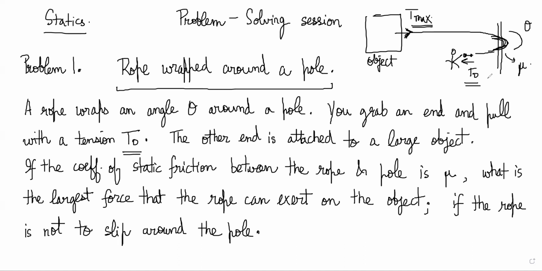So let's try to analyze what happens in this particular instance. So we will consider a small piece of the rope that subtends an angle d theta. So think of the center of the pole like this, and we are going to take a small piece of the rope. This angle is d theta. It subtends an angle d theta at the center. Let the tension in this part be T. Tension here and tension here is T.